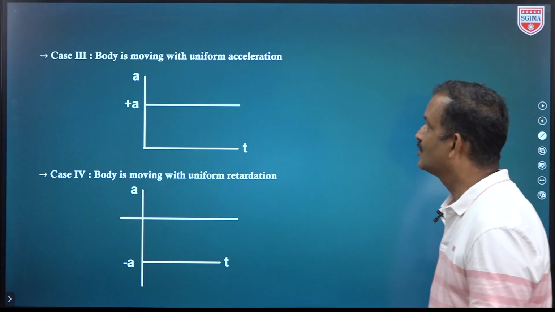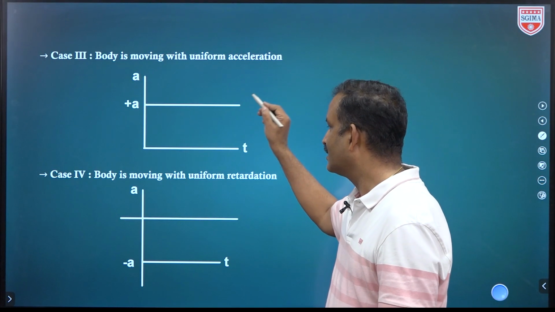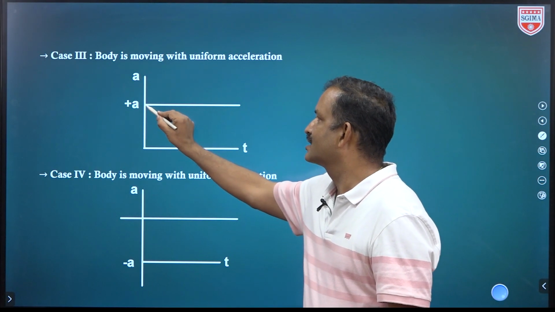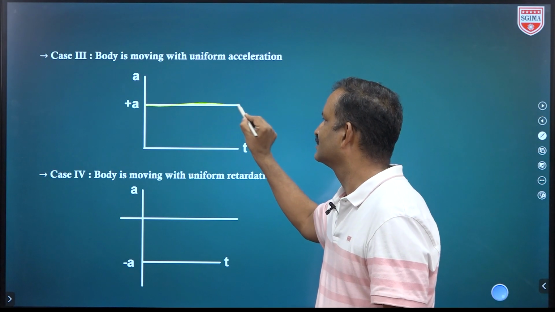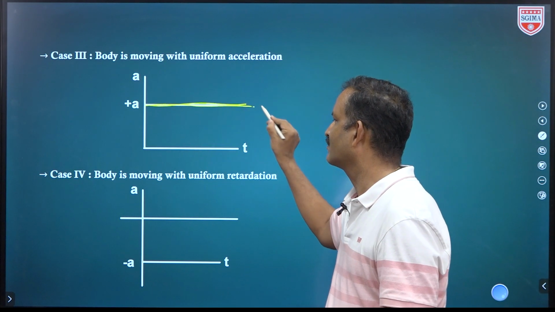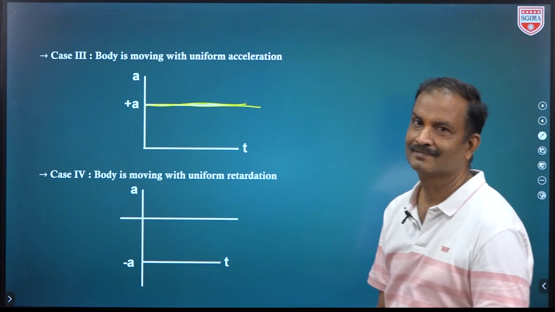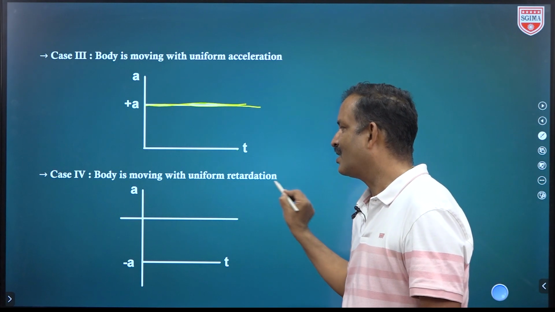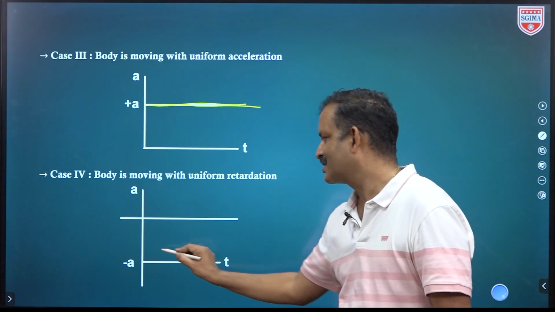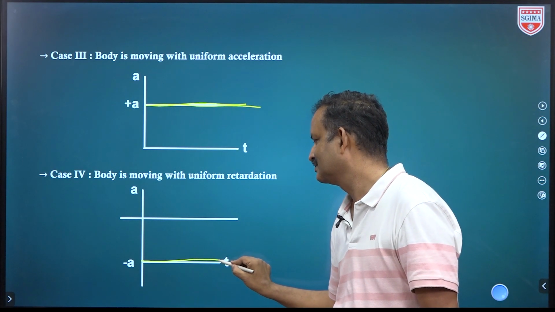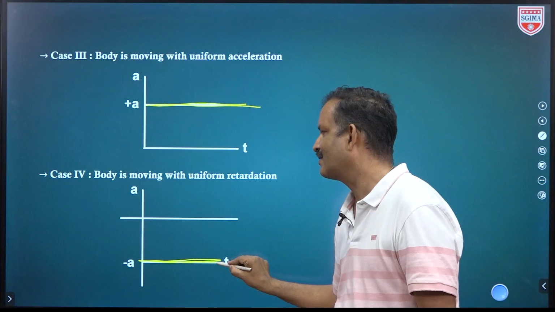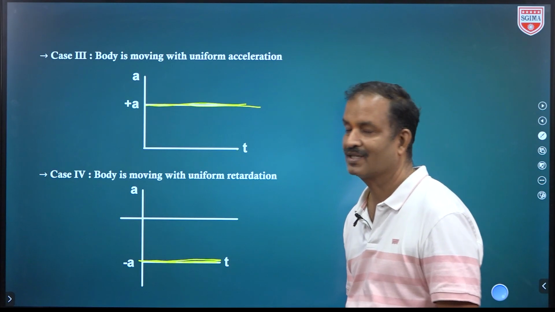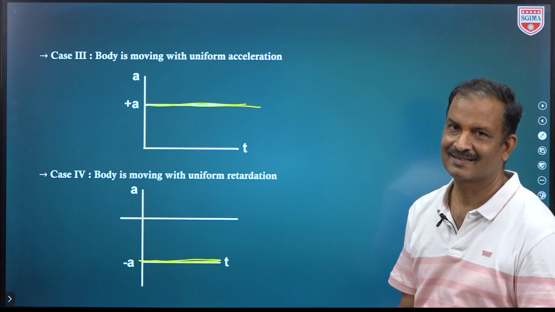Body is moving with uniform acceleration. Uniform acceleration means positive acceleration, but acceleration is constant with time. Body is moving with uniform retardation. Uniform retardation means this graph: negative acceleration, but acceleration is constant, but negative.